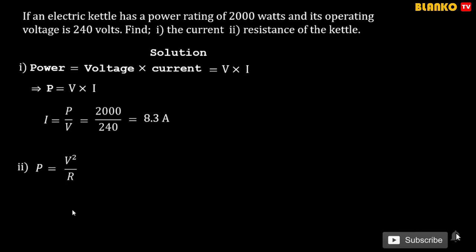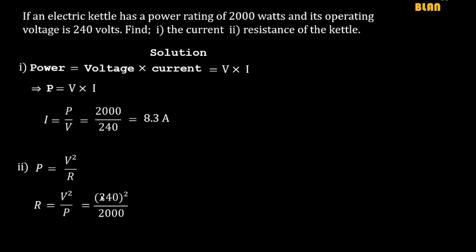By change of subject, R, which is the resistance, is equal to V squared over P, that is the voltage squared over the power. So R is 240 squared over 2000, where 2000 is the power. When you divide, you get 28.8 ohms.